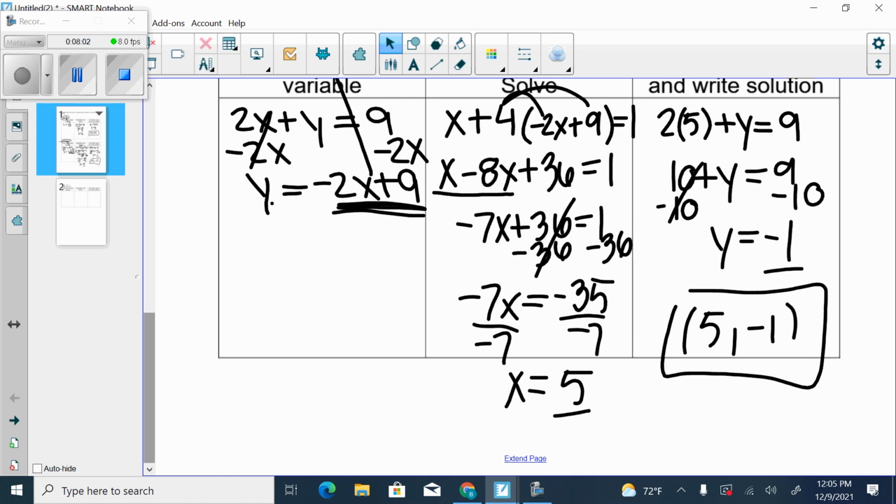Okay, we got one more example. Flip it over on the back. Okay, so on this one they use letters besides x and y. Doesn't matter what the letter is. Remember, we just pick a letter that we want to get all by itself.